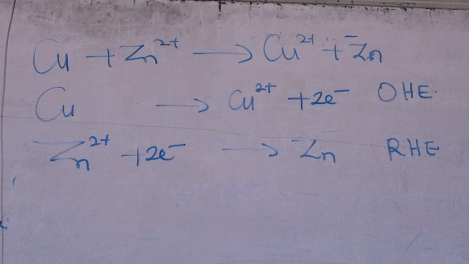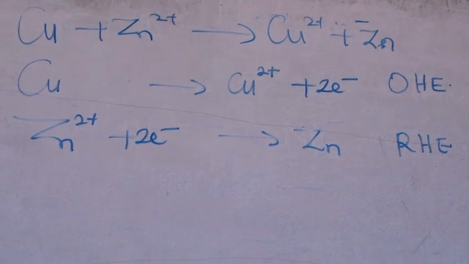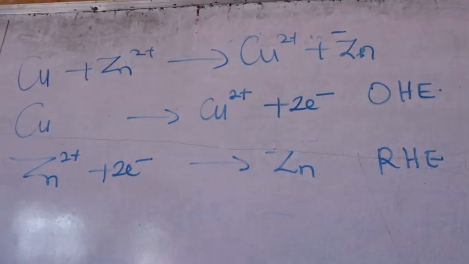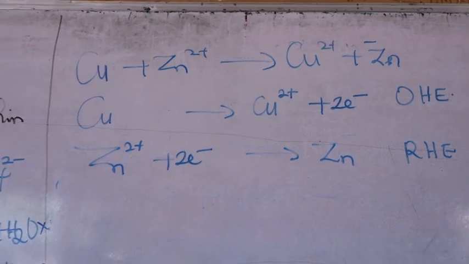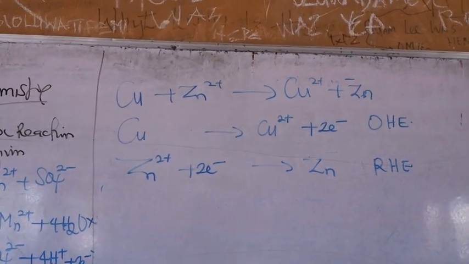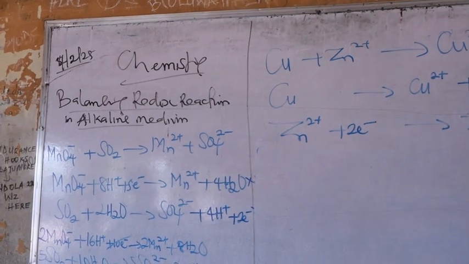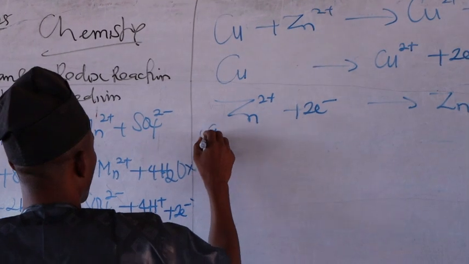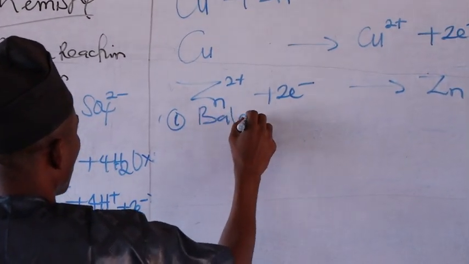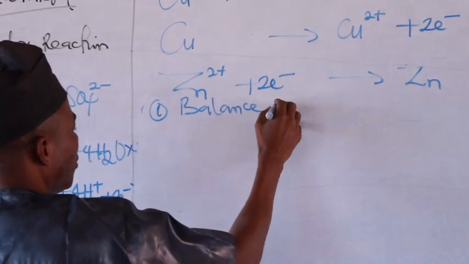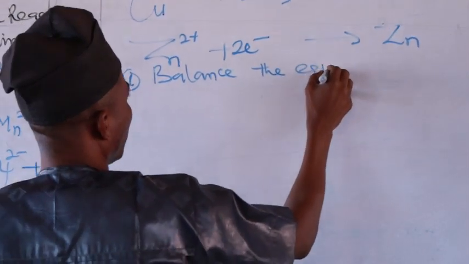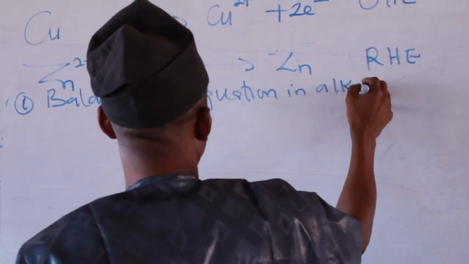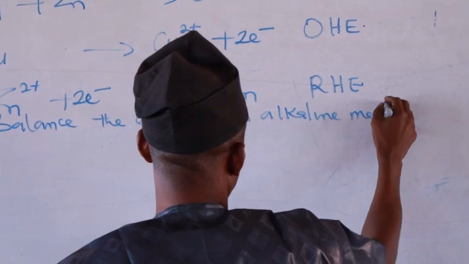Any question on this? Everything is well understood. Now today we are going to look at how we can balance the ionic equation in alkaline medium. Number 1, let's look at example 1. Balance the equation in alkaline medium.